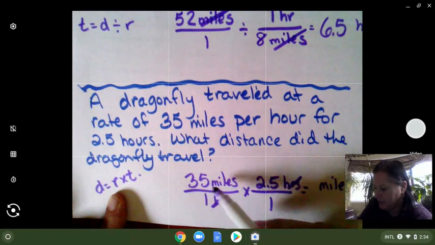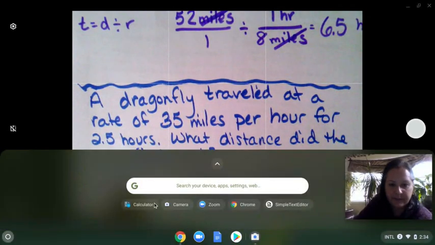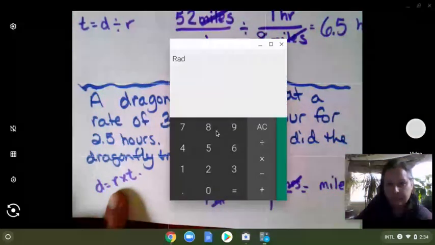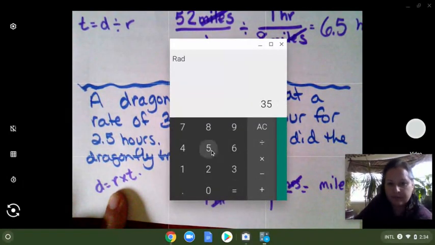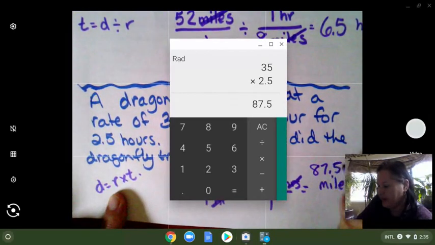And I'm going to multiply 35 times 2.5. And do that on my calculator. Answer would be 87.5 miles. So 87.5 miles is how far the dragonfly would travel after 2.5 hours.